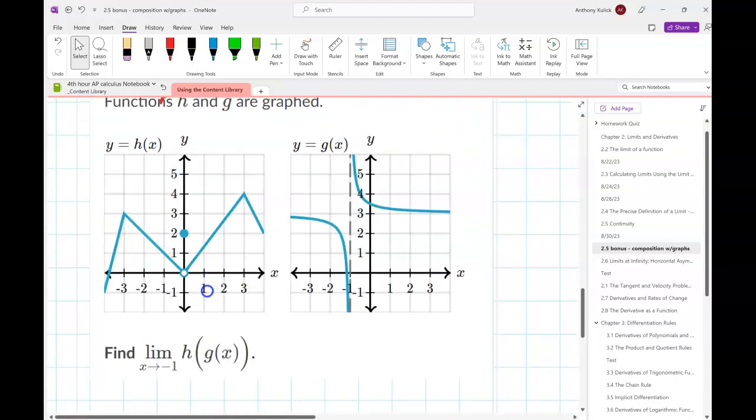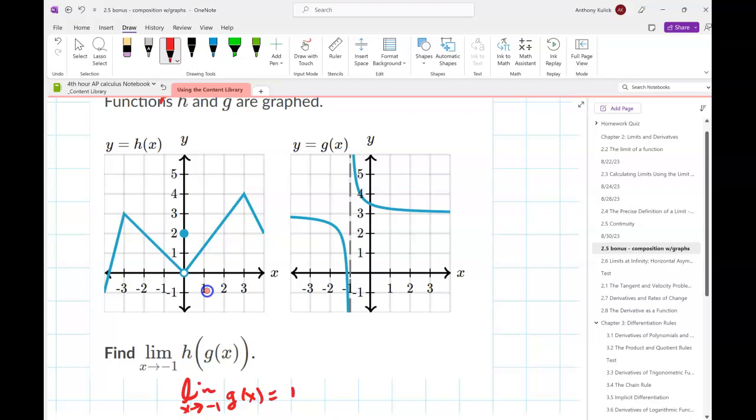Let's look at this. What do you notice here? Yeah, they're both discontinuous, right? Okay, we're still going to start at the inner function. So what's the limit of that inner function at -1? Doesn't exist, right? Left-hand limit goes to negative infinity, right-hand limit goes to positive infinity. So what can I say here? Doesn't exist. It's okay.